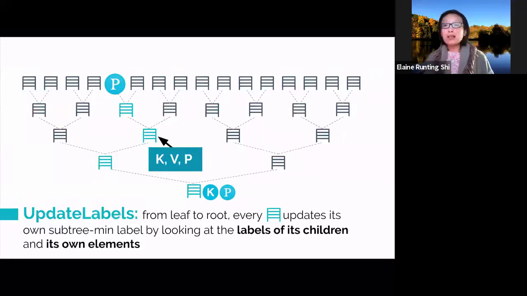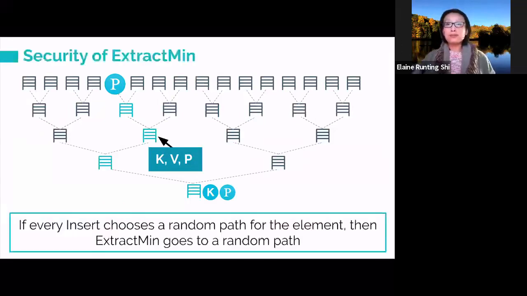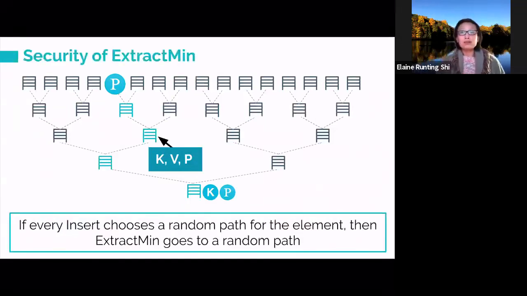The parent can update its label by looking at the labels of the two children and by examining all elements in its own bucket. So in this way, from roots back to the leaf, every bucket will update its subtree min label, and the entire path's labels can be updated in log n cost. So this is how we support extract min.